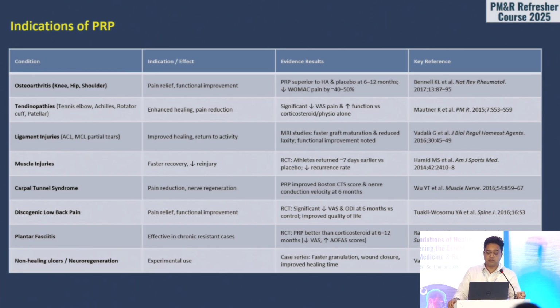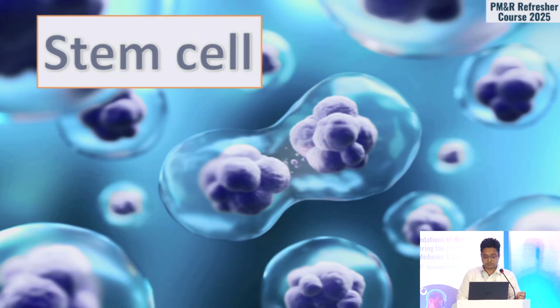PRP is better than corticosteroid at 6 to 12 months. In non-healing ulcers and neuro regeneration, it is an experimental use. Some case series were published in this, showing faster granulation, wound closure, and improved healing time.